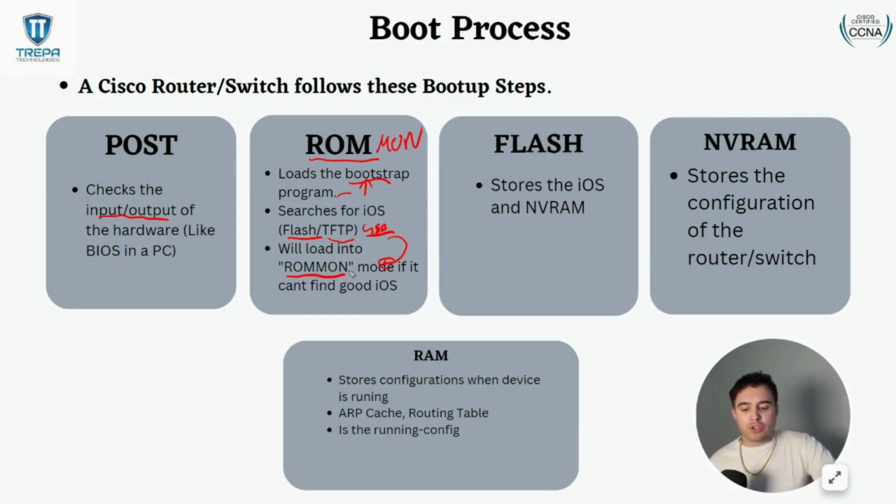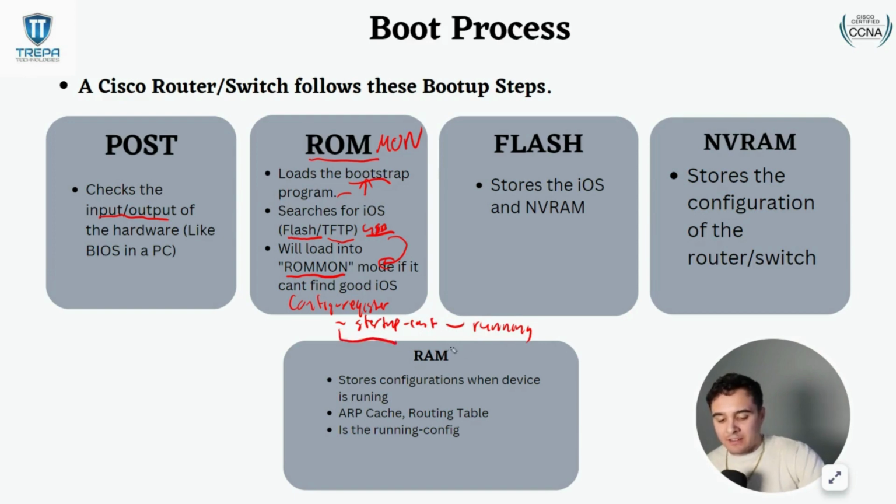And in this bootstrap program, we have something called a config register, which is going to tell us how to boot our system. Are we going to boot by checking for a startup config and then loading that startup config into our running config? Or are we going to boot by skipping that and jumping straight into the running config, which is going to be blank because we didn't even search for a startup config?